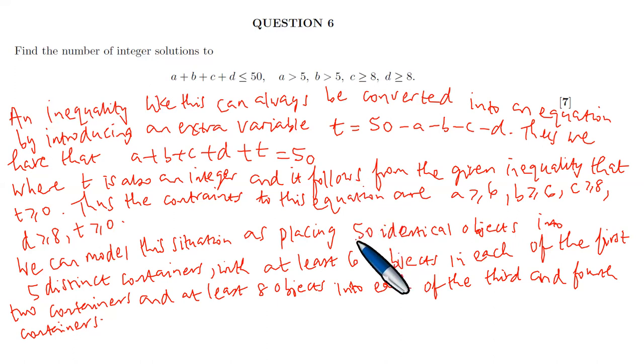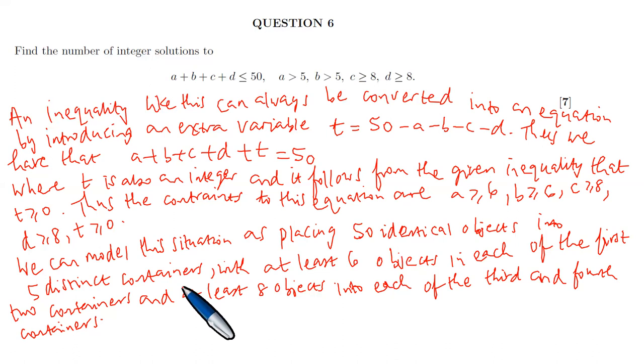Okay, look at how we use the word 50 there. As placing 50 identical objects into five distinct containers. Where is five coming from? Well, because we have five letters here, so each one is like a container because it's a placeholder. We can put some integers that can sum to 50. So we can put an integer, an integer, an integer so that they sum to 50. But it depends on the restrictions. The A can start from 6, the B starts from 6, etc. You can get those combinations.